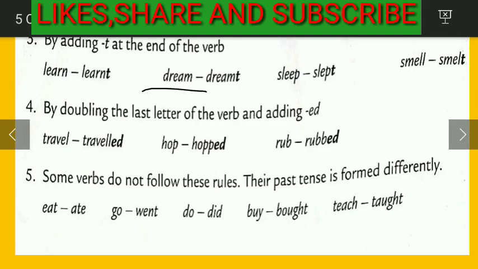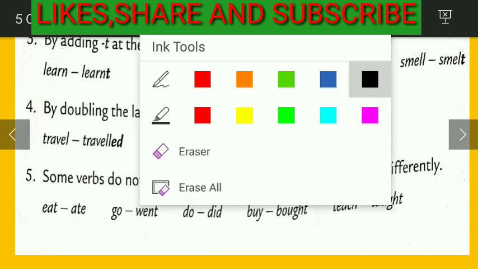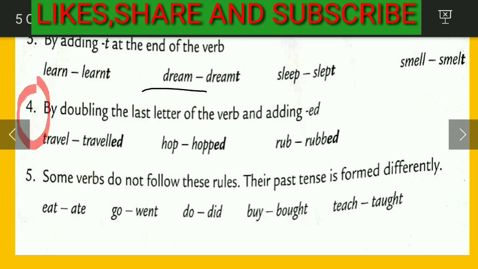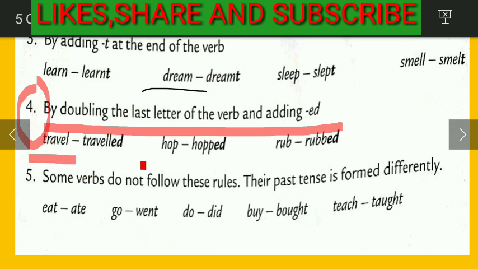Let's see another one. Here it is written number 4. In number 4 what is given? By doubling the last letter of the verb and adding ed. And here examples are given. First one is travel, then hope, then rub. Okay, so here children you can see travel. What is the spelling of travel?